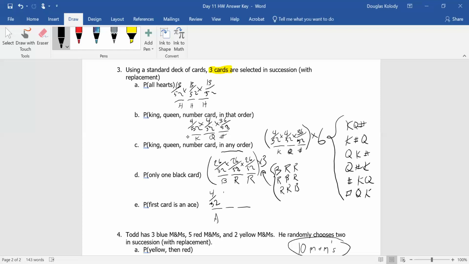So any of the 52 cards in the deck can go in the remaining 2 spots, with multiplication in between. Remember the fundamental counting principle for that.